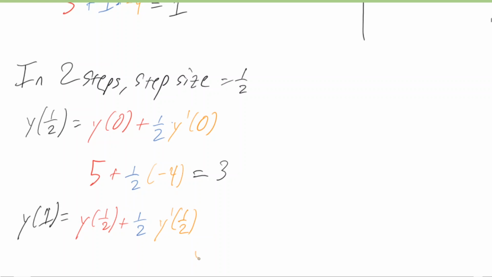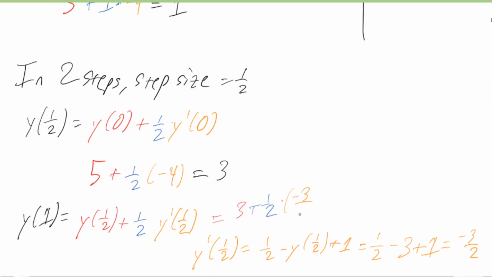And now we need to solve for y prime of 1/2, and to do that we use the differential equation and our value of y of 1/2. So going back to our differential equation, we plug in t equals 1/2 and y of 1/2 is equal to 3 to compute y prime of 1/2. And then once we have that, we have all of our pieces and we plug it into the Euler's equation and get y of 1 is equal to just 9/4.